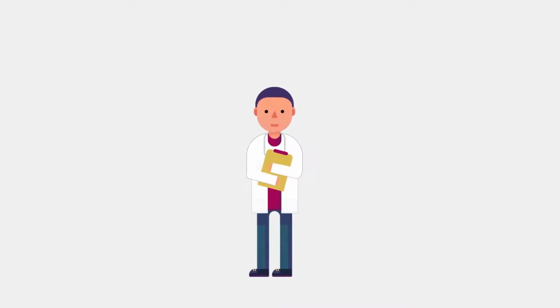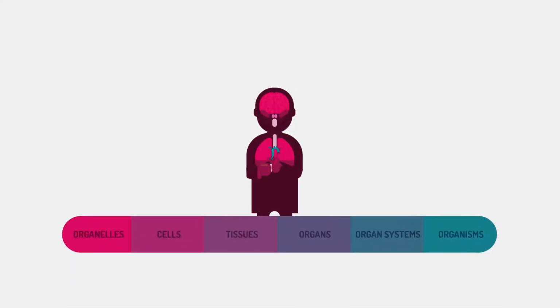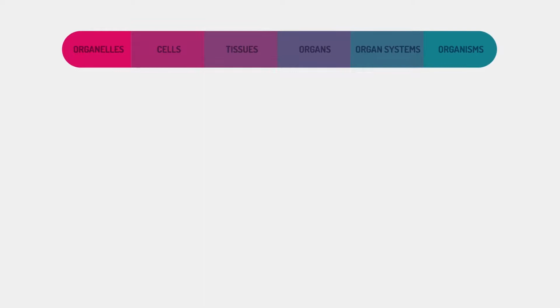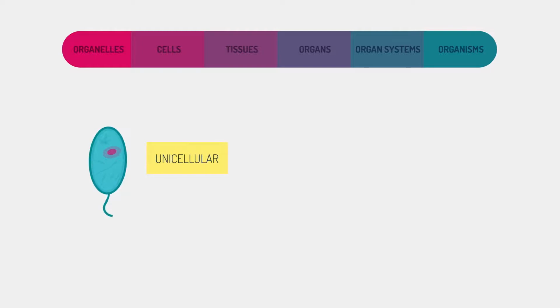Body is a pretty fantastic feat of engineering, but how does it work? How do all of the different components come together to keep us alive, keep us functioning and achieving our goals? In this video, we're going to look at the levels of organization in organisms, from smaller than cells to bigger than organs. In a unicellular organism, the single cell performs all life functions.